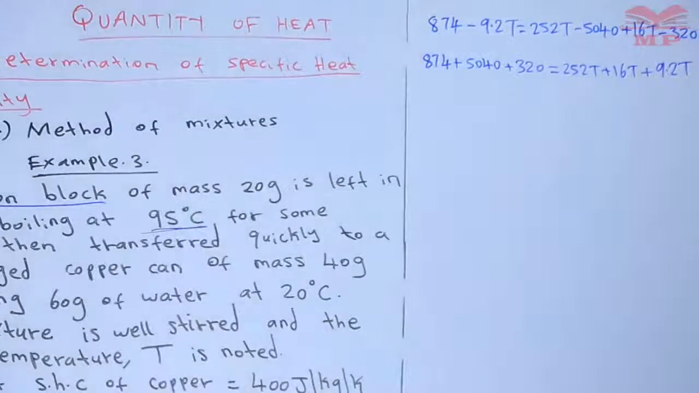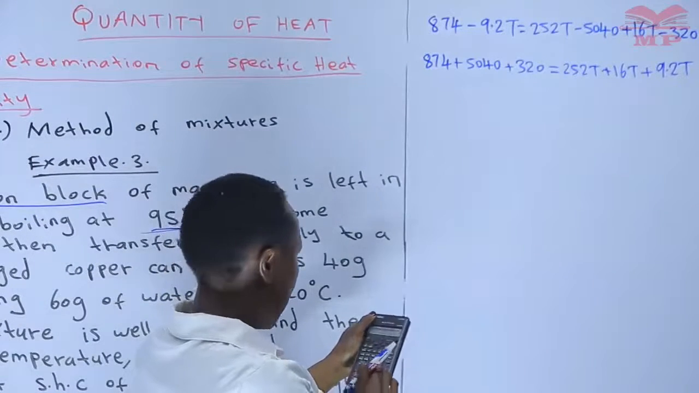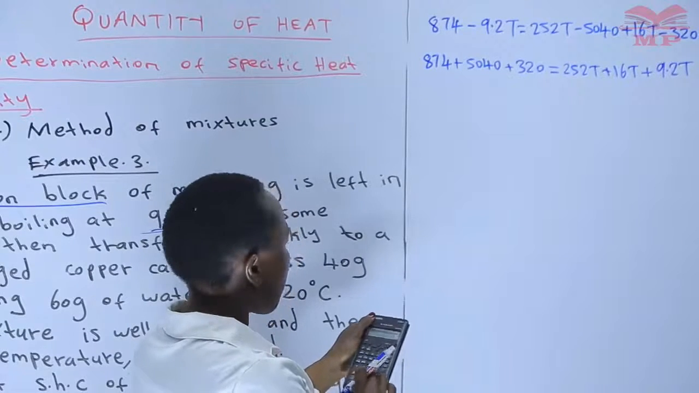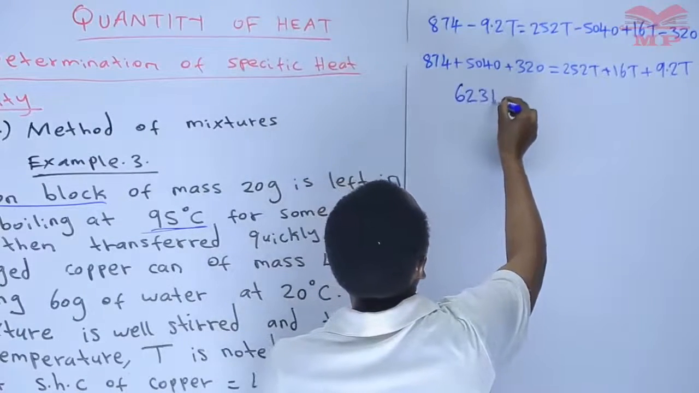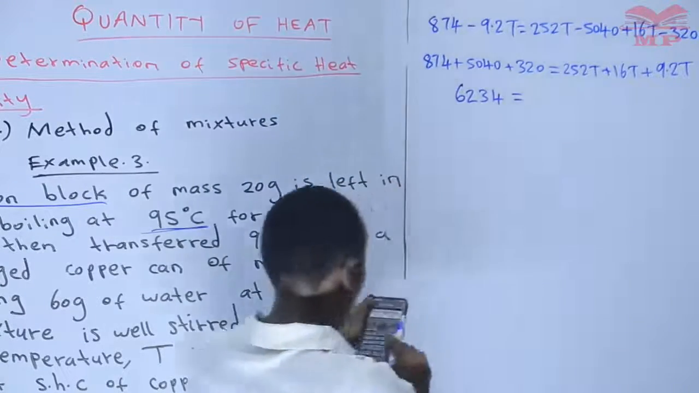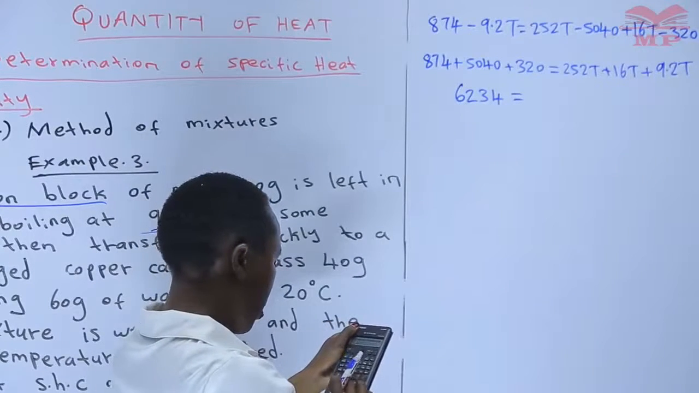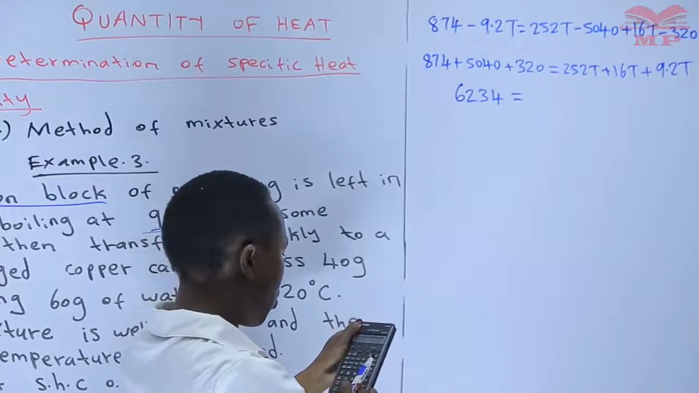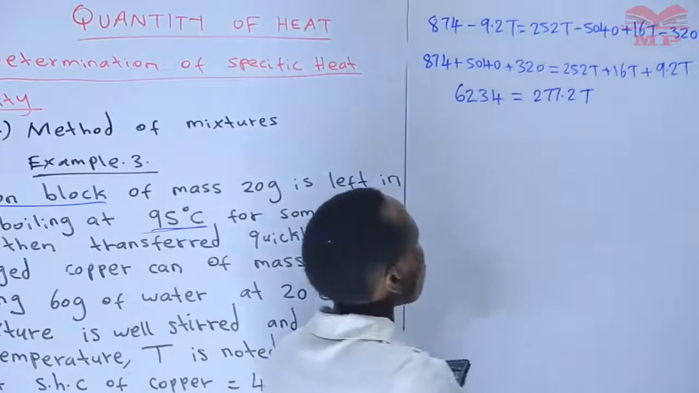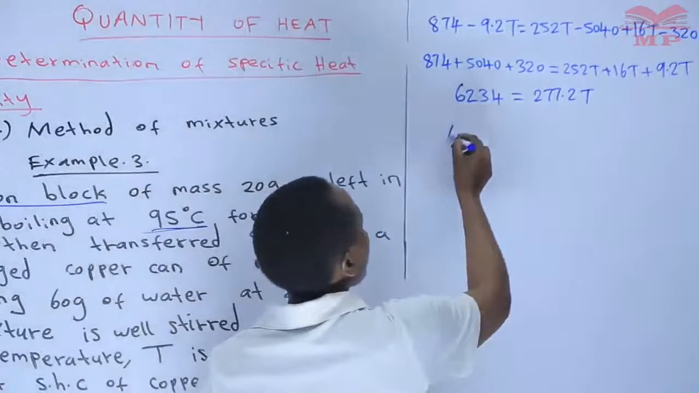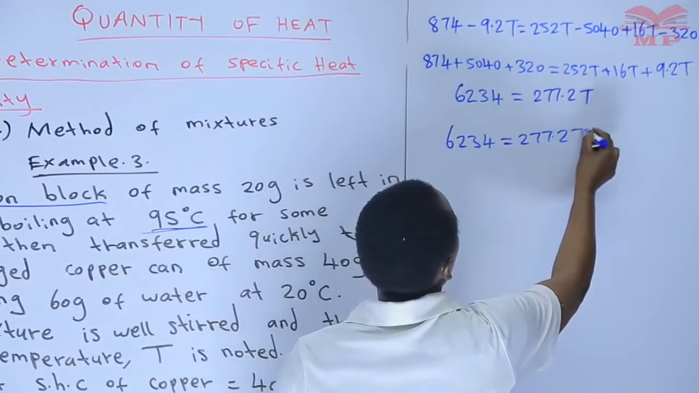We can again fill that in our calculator. So we have 874 plus 5040 plus 320. We get 6234, which is equal to 252 plus 16 plus 9.2, which is 277.2T. So we want to get the value of T, so we have 6,234 equal to 277.2T.